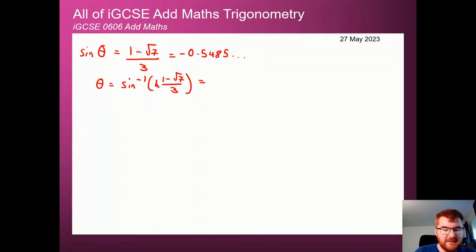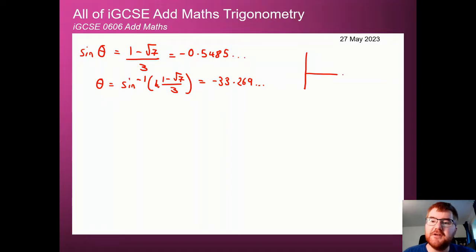make sure your calculator is in the right mode. I had it set up in radians, and that's something you have to be quite familiar with here, making sure you can convert between. So let's try that again. So sine inverse 1 minus root 7 divided by 3. Yeah, good. And we get minus 33.269 dot dot dot. However, that's not a solution because that doesn't lie between 0 and 360.